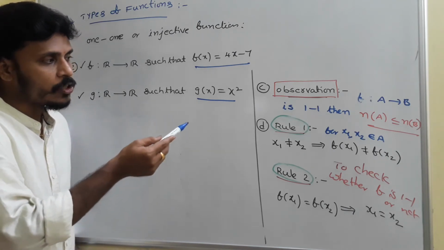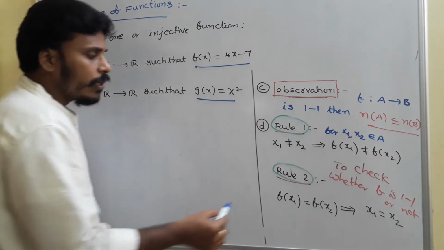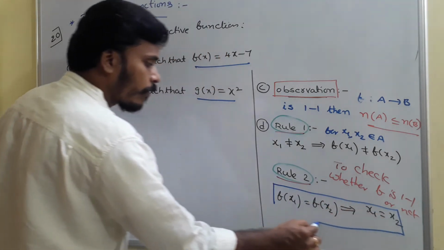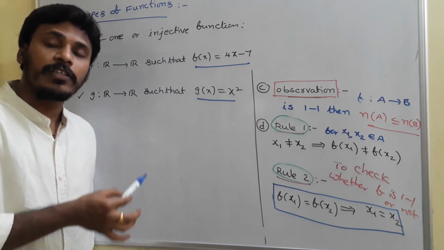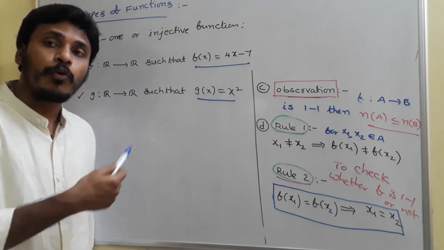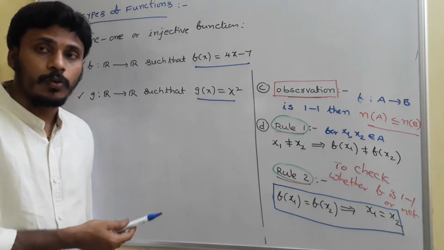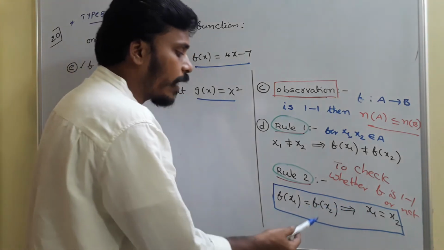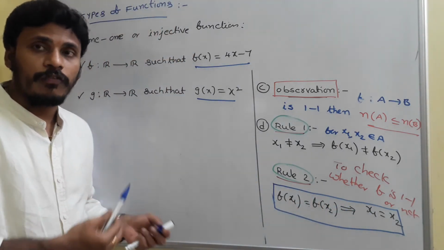See, I mentioned two rules algebraically. Among those two rules, we use in most of the cases the second rule. What is the second rule? If f of x1 is equals to f of x2, then x1 is equals to x2. If corresponding images are equal, then automatically the elements should also be equal. In that case, we say it is a one-one function. Since we need to use the equality sign, this is somewhat comfortable to show whether a given function is one-one or not.